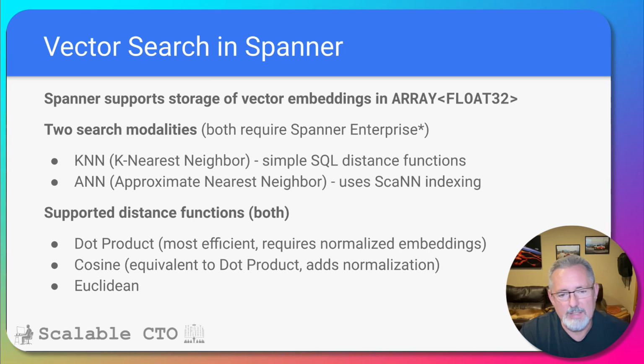In the case of KNN, you can do that at runtime. In the case of ANN, you need to build your index and tell it which of those distance functions you're going to use, but you can use any of those distance functions.